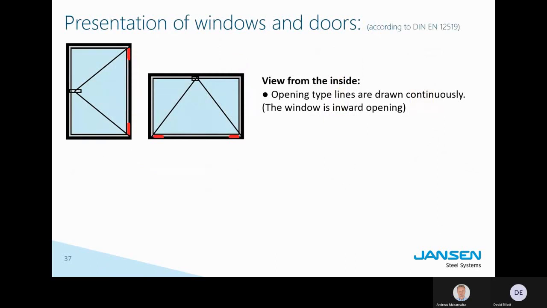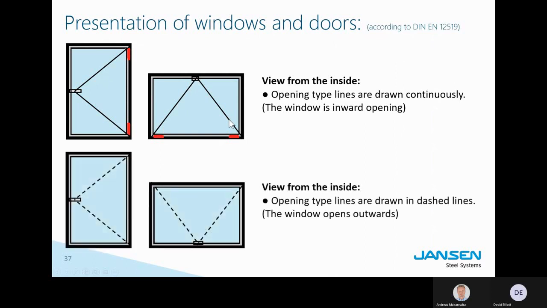The windows. Windows offer more possibilities of opening types. First of all, the indication: when you see the drawing of a window, you will see a line here. The line can be either a continuous line or a dotted line. A continuous line means the door opens inwards, towards yourself, if you're standing on the inside of the building. A dotted line would mean it opens to the outside, so it opens outwards.